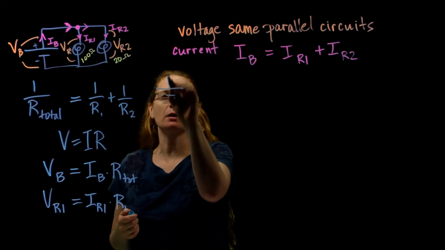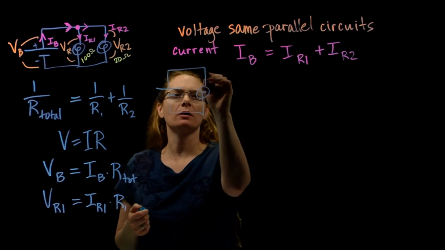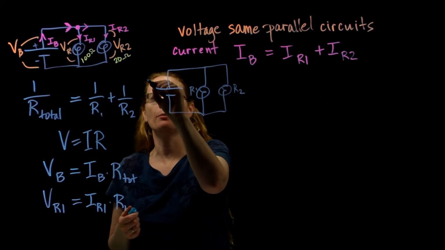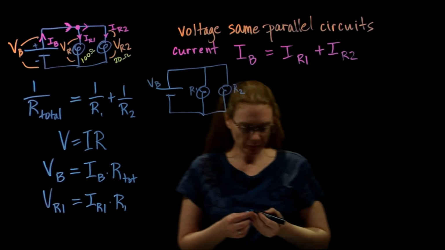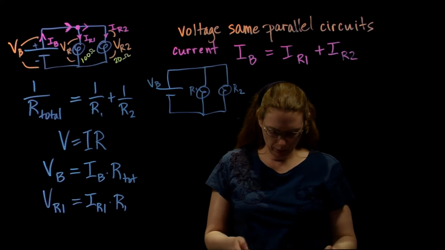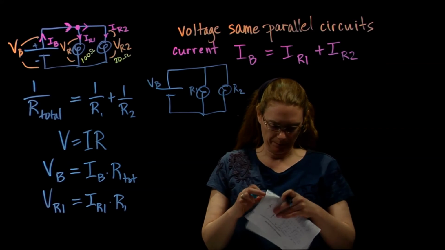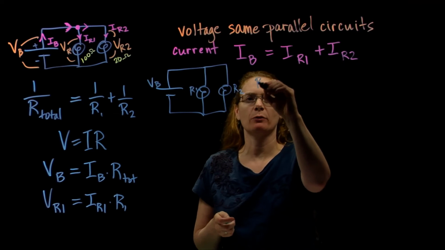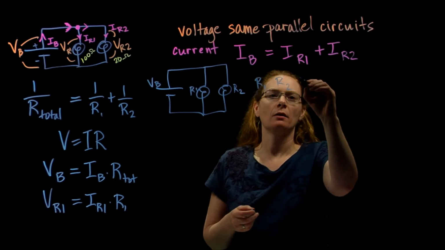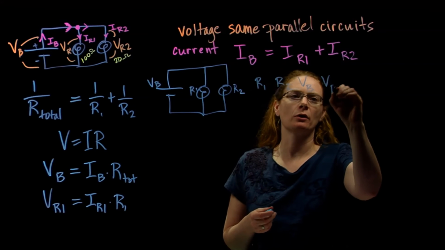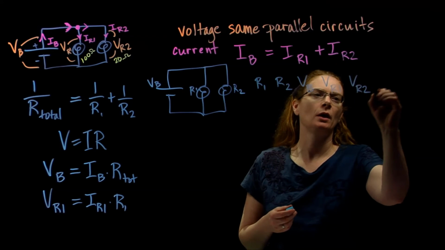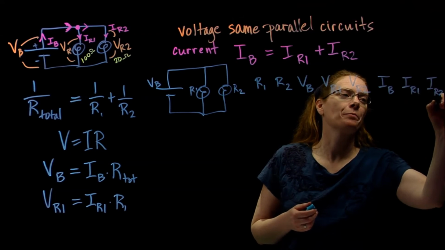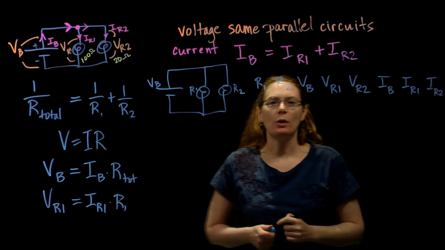So if I've got my basic parallel circuit, here's R2, here's R1, here's my battery with a voltage across it. I'll do my middle one. So I'm going to have the same set of variables. I can have resistor 1, resistor 2, the voltage across the battery, voltage across R1, voltage across R2, current through the battery, current R1, current R2. Whew, that's a lot. So how do we figure this out?